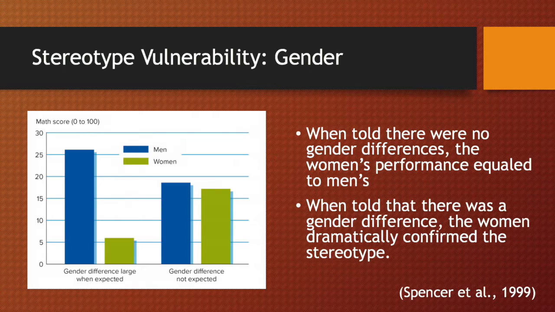Spencer's research found that women performed equally to men on their math scores when they were told that there were no differences in gender. However, when they were told that there was a gender difference, the women dramatically confirmed the stereotype due to the stereotype threat.